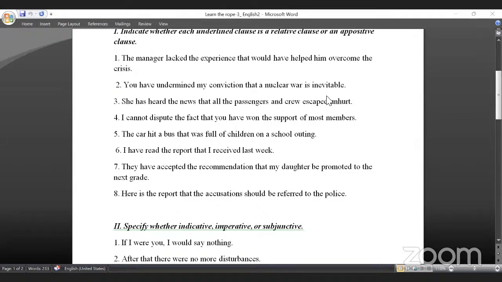So that has a function to perform within the clause. Is it an appositive clause or a relative clause? Relative clause, right? So it is basically a modifier to the noun a bus. It is giving you additional information, but also modifying the noun phrase a bus. What kind of a bus? A bus that was full of children on a school outing. So this is a clear case of a relative clause. The word that here has a function to perform within the subordinate clause, and that makes it a relative clause, not an appositive clause.